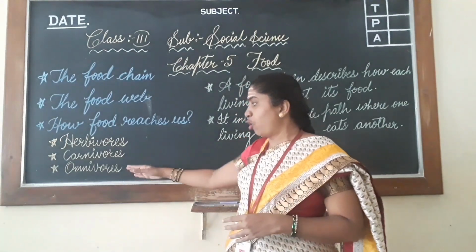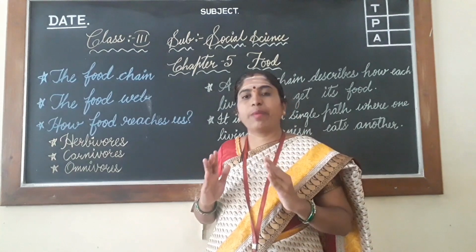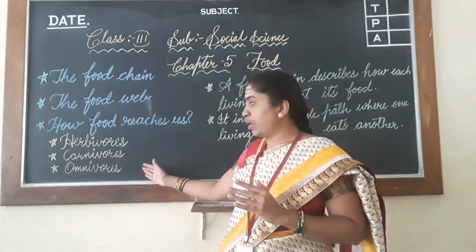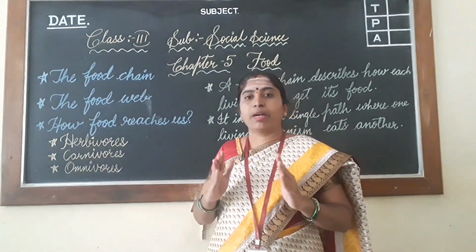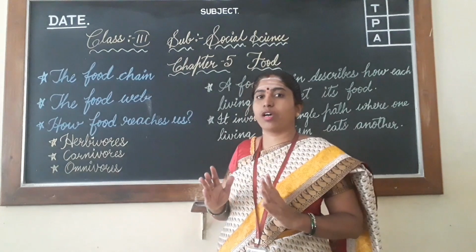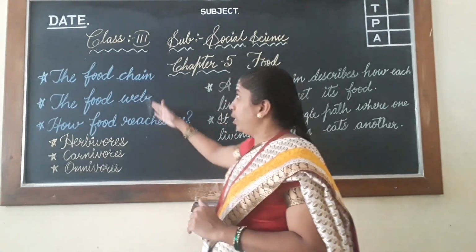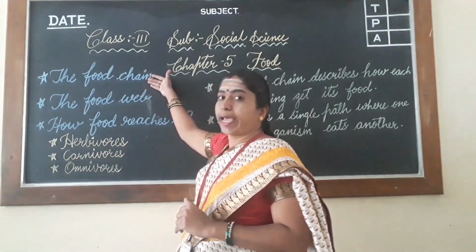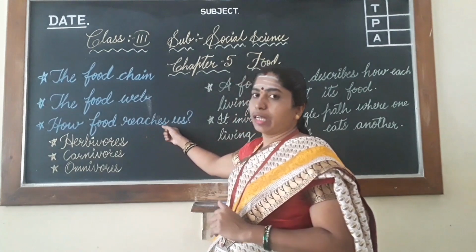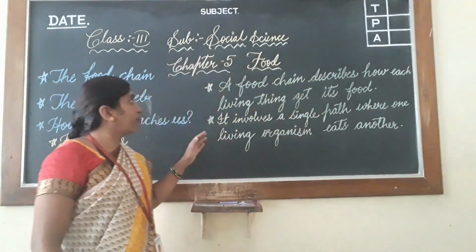Then next, omnivorous animals which eat both plants and the flesh of other animals. Both are called omnivorous. Means animals which eat plants also and flesh of other animals also are called omnivorous. Okay. Today here we learn about the food chain, the food web, then how food reaches us. Okay. So let's start with the food chain first.